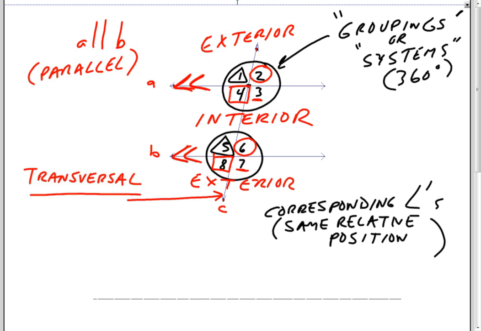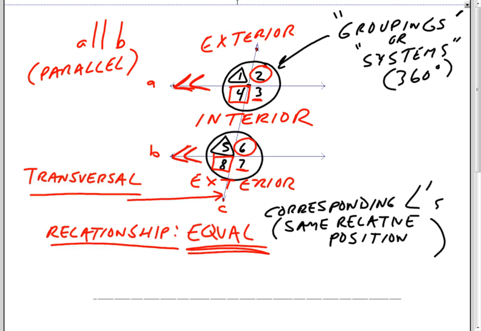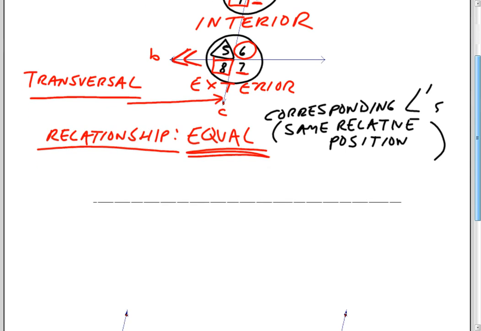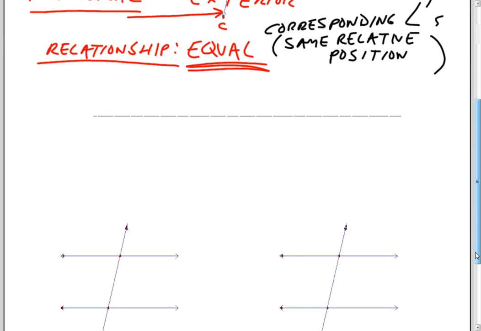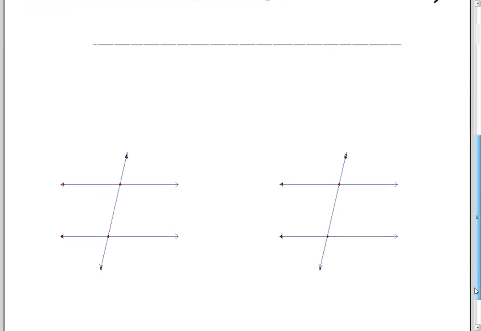When we have parallel lines, the relationship is that they're equal. If you see the term relationship come up on any worksheets, we're looking for something like either equal, complementary, supplementary, etc. In this case, the relationship is equal. We can come back to that if anybody needs it.